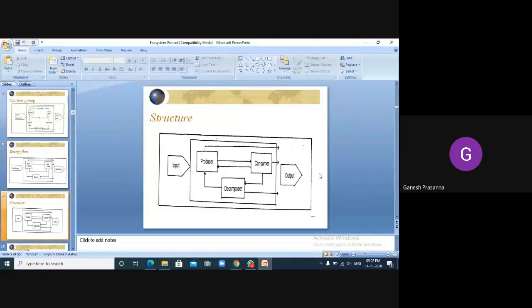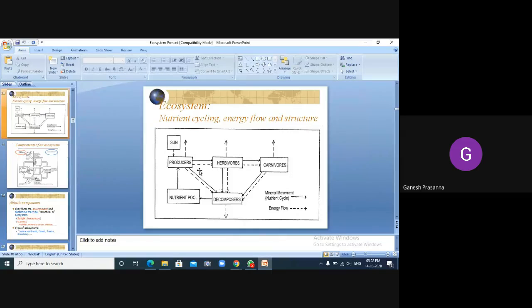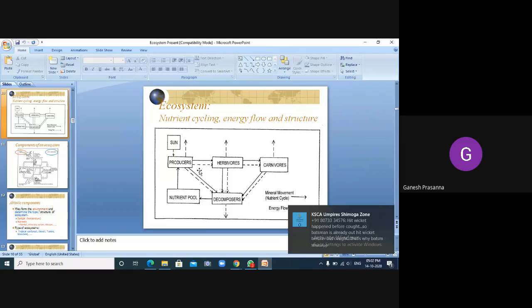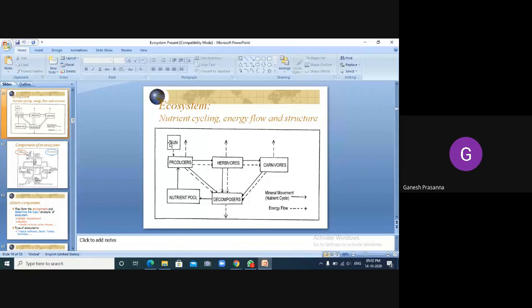Okay, so coming to the structure, how it is: input is your energy, producers, they produce the food which is in turn used by the consumers. Okay, consumers, when they die, they decompose and again they form the producer. Okay, so this is one of the structural cycles. Coming to the nutrient cycling, energy flow and structure, how all of them are interrelated to one another. See here, what happens is the sun is the main source of energy.